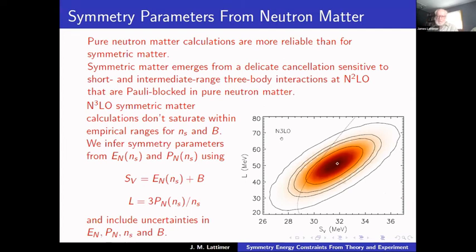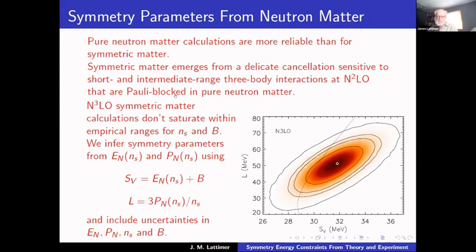One is you can use neutron matter calculations to establish the neutron matter properties, and you can use symmetric matter N3LO calculations to establish the binding energy and the saturation density. The trouble is that pure neutron matter calculations are more reliable than symmetric matter calculations at any given order. This is because symmetric matter is a delicate cancellation of short and intermediate range three-body interactions, which come in at lower than N3LO. But these are Pauli-blocked in pure neutron matter. So that makes neutron matter simpler to calculate and less subject to these three-body cancellations.